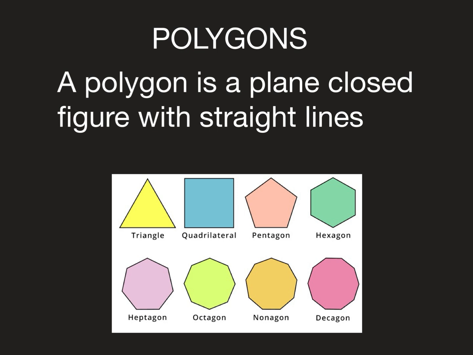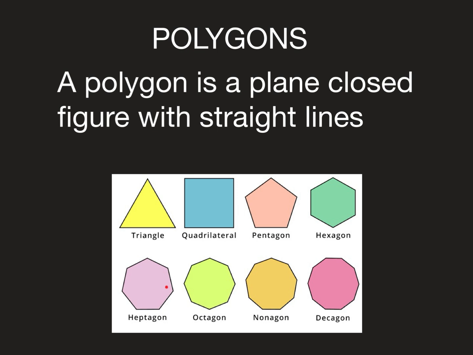So what you can immediately notice is that the number of lines of these different shapes are different. If the number of lines is 3, we call that a triangle. If it is 4, we call that a quadrilateral. If it is 5, it is a pentagon. If the number of lines is 6, it is a hexagon.